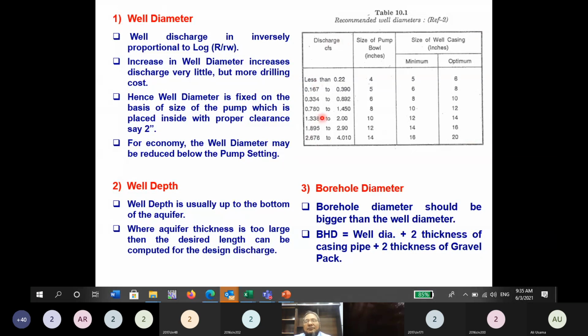हमारा डिस्चार्ज कितना है पंप का वो हम यहाँ से देखेंगे. It is given in Q6, maybe less than 0.22 Q6 है, या ये वैल्यू है 1.8 से 2.9 Q6 या 4 Q6 का पंप है. तो साइज ऑफ द पंप बाउल जो है वो 14 इंच है और साइज ऑफ वेल केसिंग वो इससे तकरीबन 2 इंच बड़ी रखनी पड़ती है. सो इट इज़ 14 इंच, इट शुड बी 16 इंच से लेकर 20 इंच तक हो सकती है.